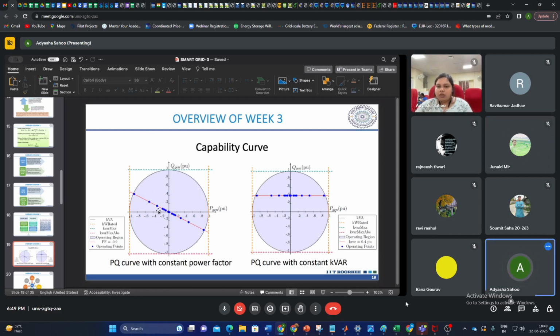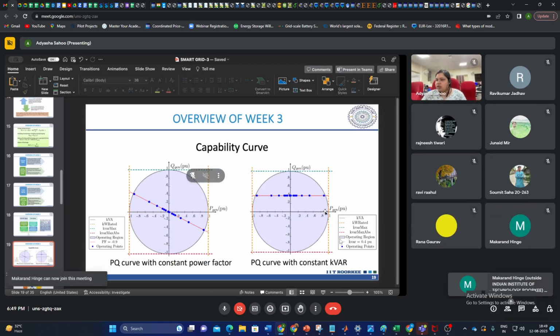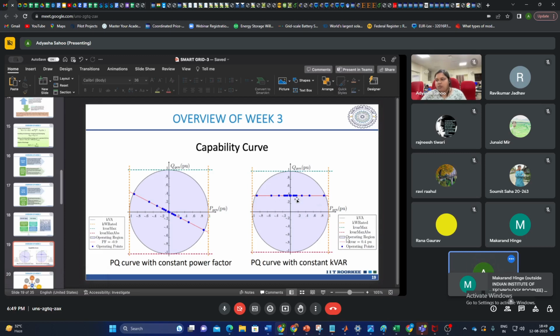So what I was saying is that, depending on the operation, if you are operating in constant kVAr mode, let's say at 0.4 kVAr, then the amount of P that can be generated is not perfectly 1 per unit. It is somewhat less. So this is the significance of the capability curve. It will tell how much P and Q both you can be providing at a time instant.